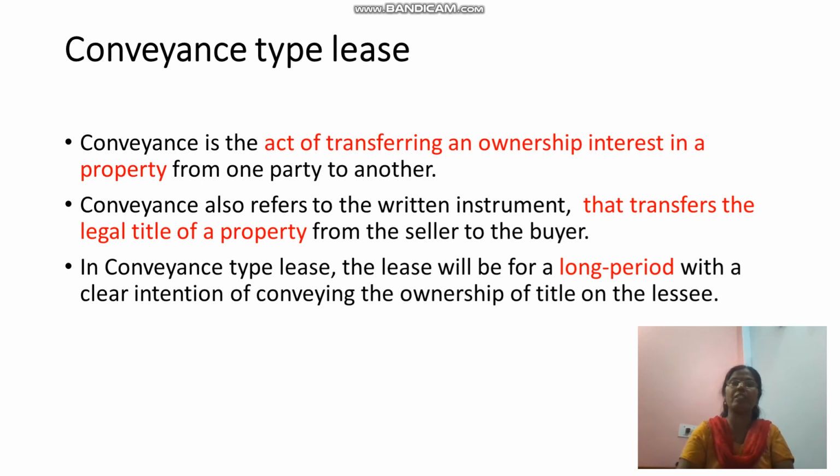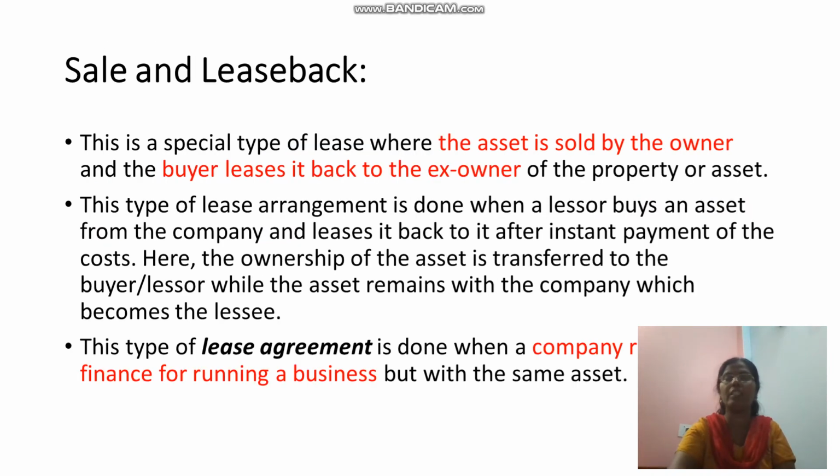Conveyance type lease. This is commonly followed in most of the cases. Conveyance is the act of transferring an ownership interest in a property from one party to another. So full ownership, that is the title, will be transferred. Conveyance also refers to a written document or instrument that transfers the legal title of a property from the seller to the buyer. In a conveyance type lease, the lease will be for a long period with the clear intention of conveying the ownership of the title on the lease.